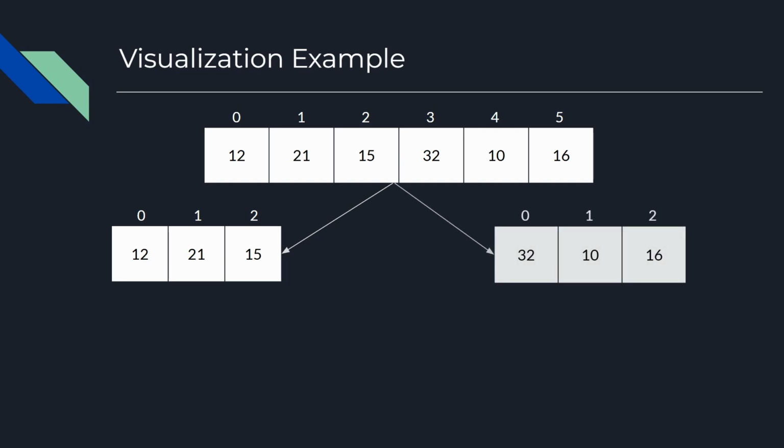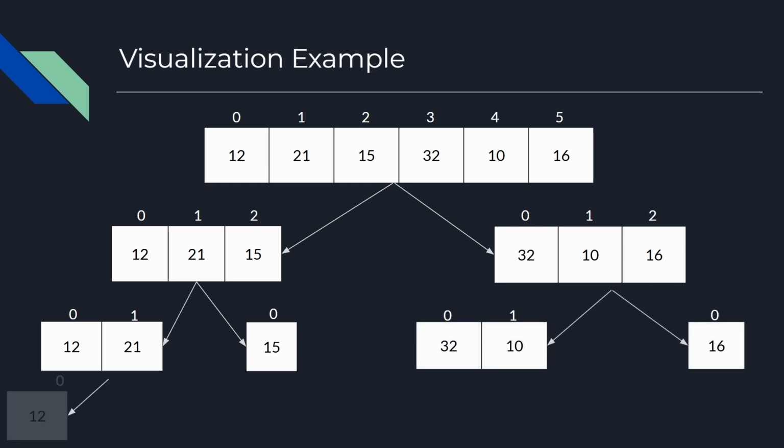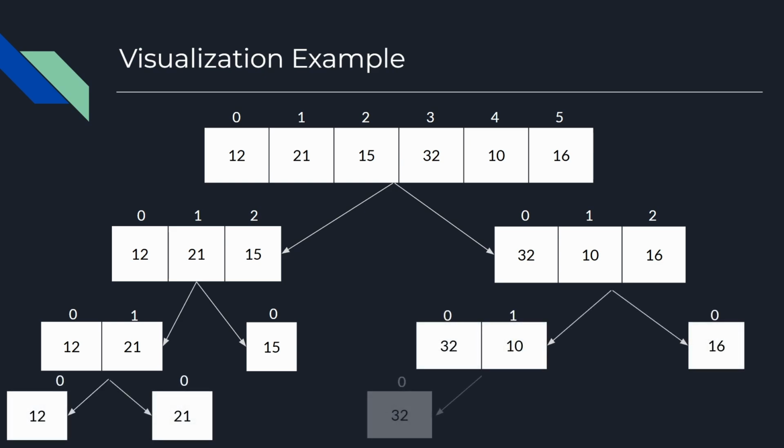We divide it into two halves. Recursively, it will be divided, and it will reach the point where all the subarrays contain only one element. Okay, here is the complete picture of our recursive division process. Now let's look at the merging process.